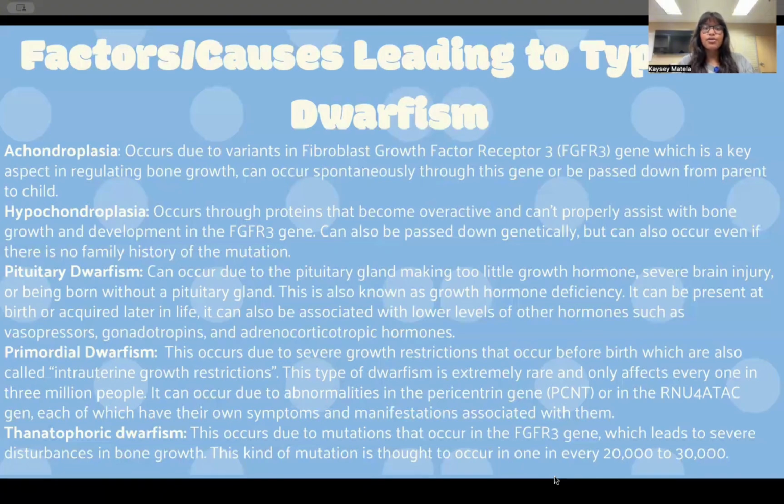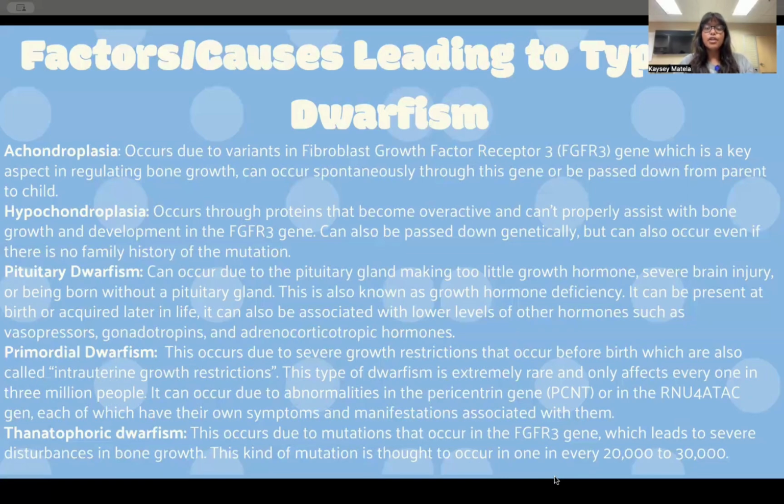Hypochondroplasia occurs through proteins that become overactive and can't properly assist with bone growth and development in the FGFR3 gene. This can also be passed down genetically, but it can also occur even if there is no family history of the mutation. Pituitary dwarfism. This can occur due to the pituitary gland making too little growth hormone, or severe brain injury, or being born without a pituitary gland. This is also known as growth hormone deficiency. It can be present at birth or acquired later on in life.